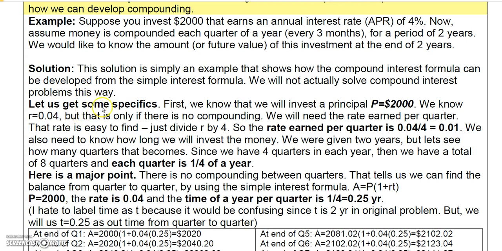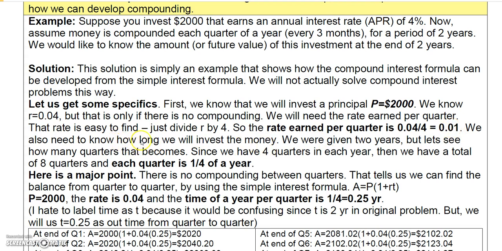Okay, let's get some specifics. First of all, we know that we will invest a principal of $2,000. We know the annual interest rate is 0.04 in decimal, but that is only if there is no compounding. So that would only be under simple interest. We actually will need the rate earned per quarter, because we have quarterly compounding. Well, that's easy to do. Just divide the rate by 4. So the rate earned per quarter would be the 4%, 0.04, divided by 4, or 0.01. So we would earn 1% per quarter.